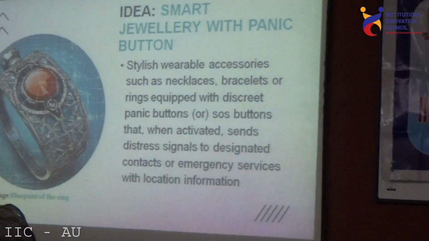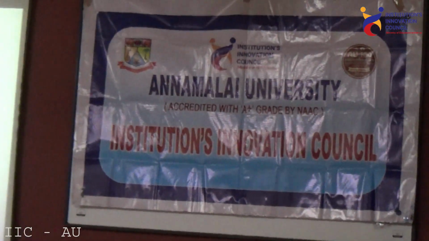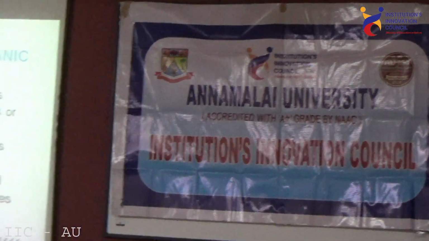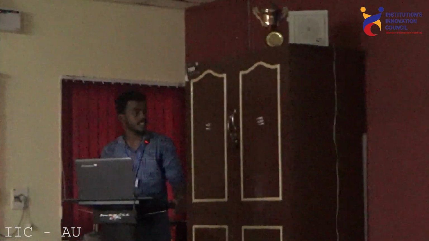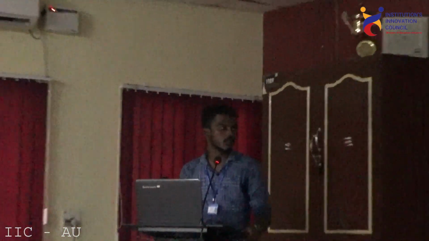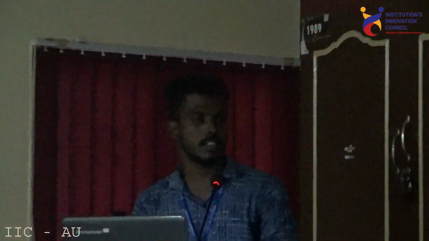My idea is smart jewelry with panic button, and this is a blueprint of that smart jewelry ring. This could be any stylish wearable accessory such as a necklace, bracelet or ring equipped with discreet panic buttons or SOS buttons that, when activated, send distress signals to designated contacts or emergency services with location information. And it is equipped with GPS sensors.